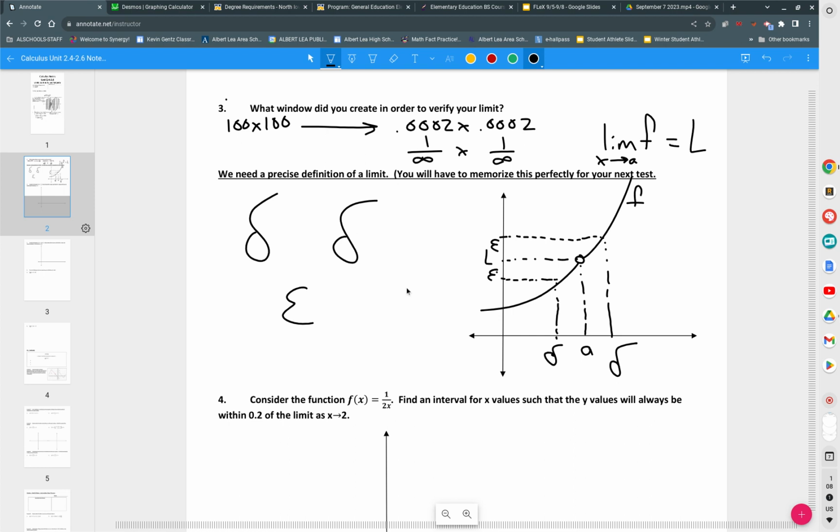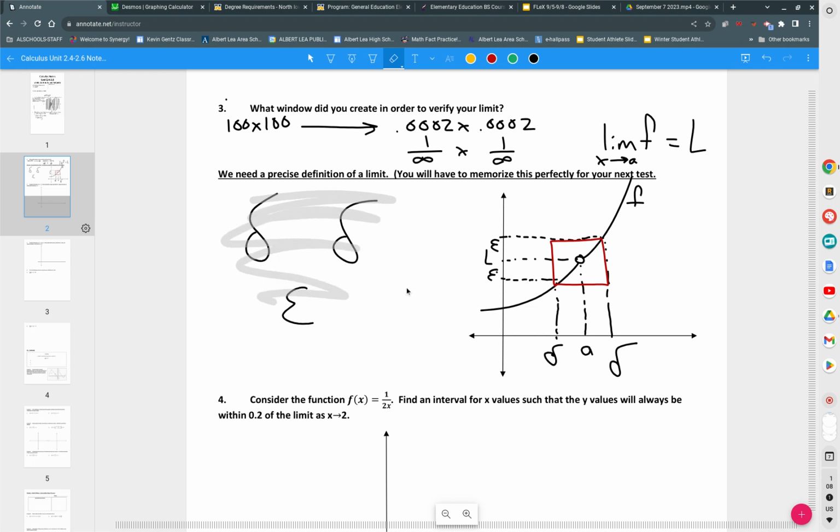I go delta to the left. I go delta to the right. I go epsilon up. I go epsilon down. And what happens is it produces a window for me to zoom in on and to focus on, to ensure that the limit exists at that spot. Okay? That's the picture. We're going to use that picture multiple times over the next 3 days.